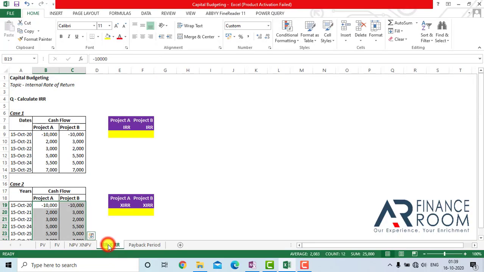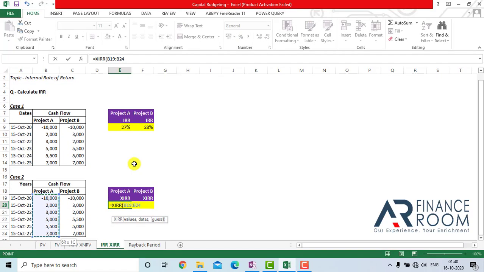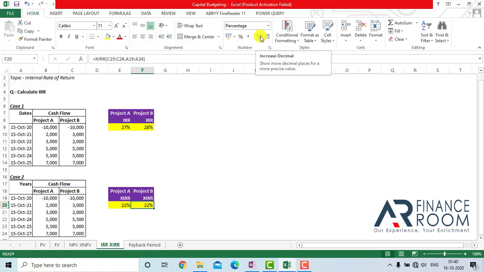Alright, let's move on to IRR and XIRR computation. Again, the logic is simple. IRR takes into consideration equal intervals, whereas XIRR will take into consideration the varying time frames as well. So the formula is very simple. Is equal to IRR, just select the values and you are sorted. Similarly, XIRR, values, comma dates, that's it. All right, so that's how you apply IRR and XIRR functions.